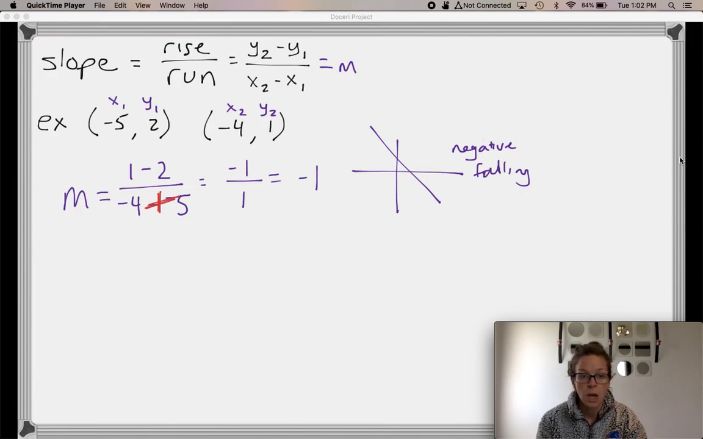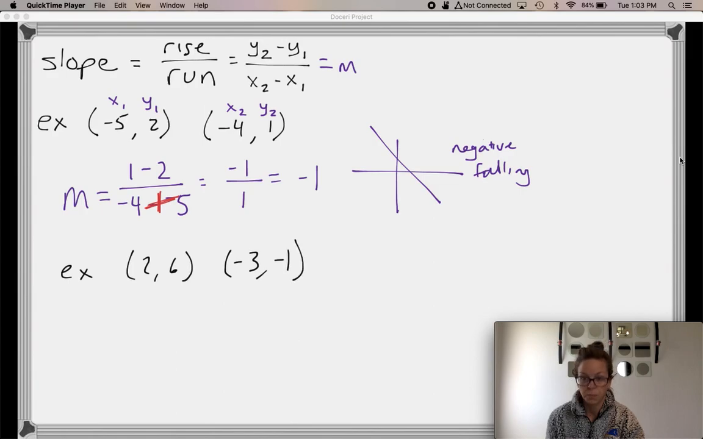Okay, so next example. Let's say that we have the points 2, 6, and -3, -1. I'm going to use my formula here, and I need to name my points now. I'll change my color just so it doesn't run into the last problem. That's going to be my point number 1, x1 and y1. And then my point number 2, x2 and y2. Make sure it's x comma y, remember it's alphabetical, x comma y.